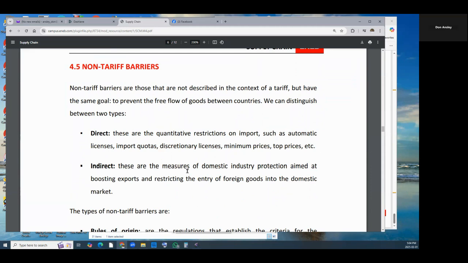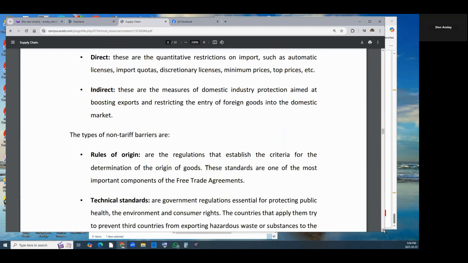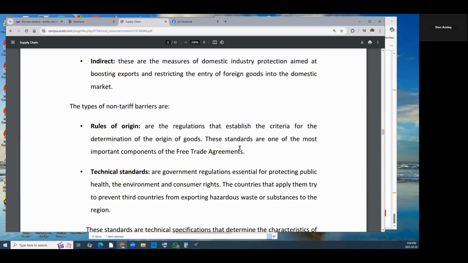And indirect, these are the measures of domestic industry protection aimed at boosting exports and restricting the entry of foreign goods into the domestic market. The type of non-tariff barriers are rules of origin, which are the regulations that establish the criteria for determining the origins of goods. These standards are one of the most important components of the free trade agreements.